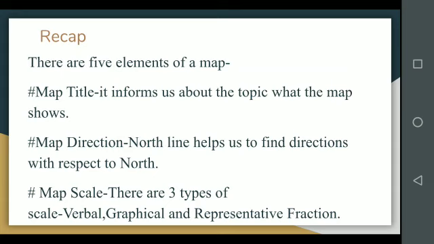The third element that we have learnt is about map scale. There are 3 types of scales: the verbal or the statement scale, the graphical or the linear scale, and representative fraction. We have also learnt how to measure distance along a straight line and the curved lines.